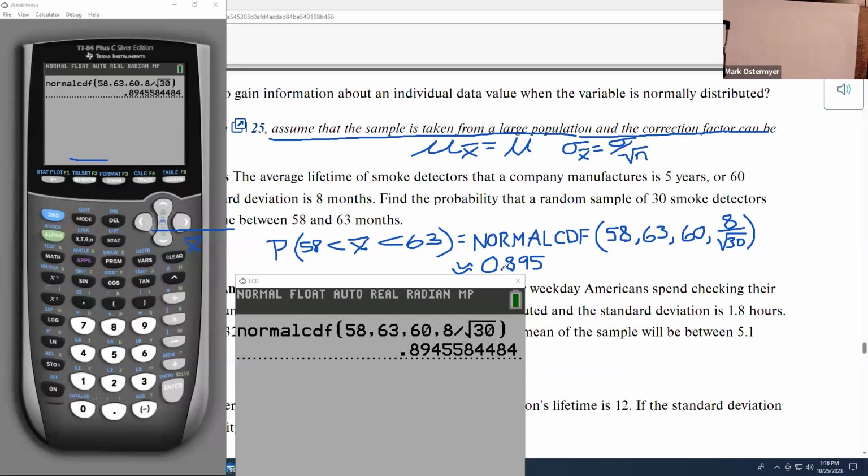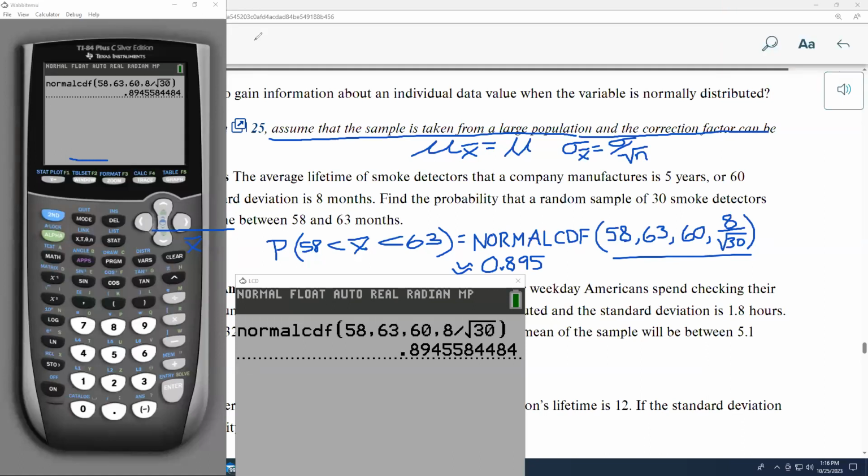Okay. So there's about a 90% chance that if I select a random sample of size 30 of these smoke detectors, the mean lifetime of those 30 smoke detectors will be between 58 and 63 months. That probability would be a 90% chance. All right, anybody get that computed correctly or not?